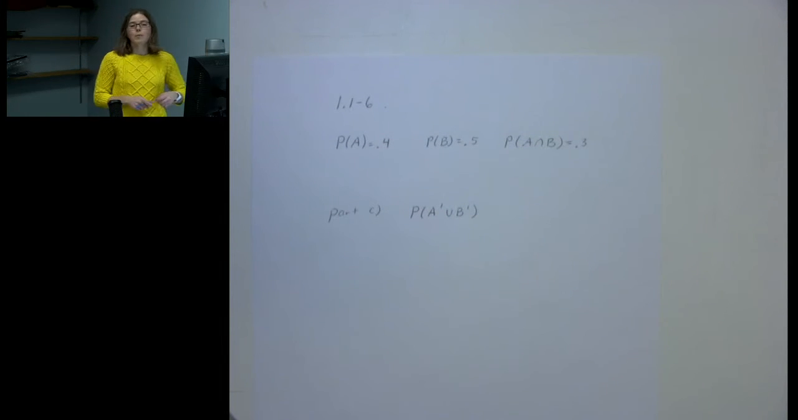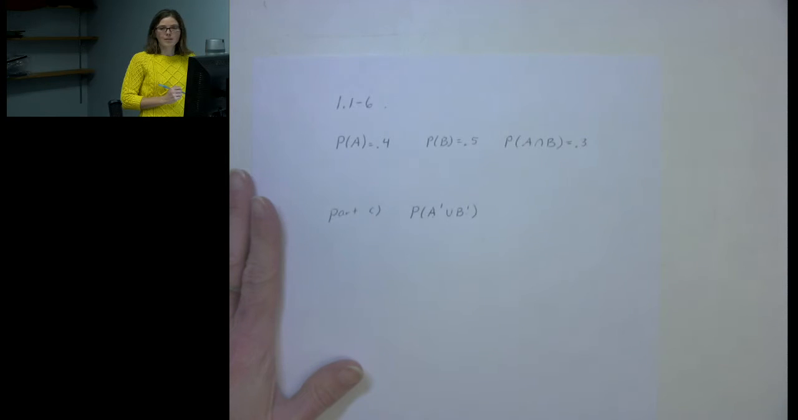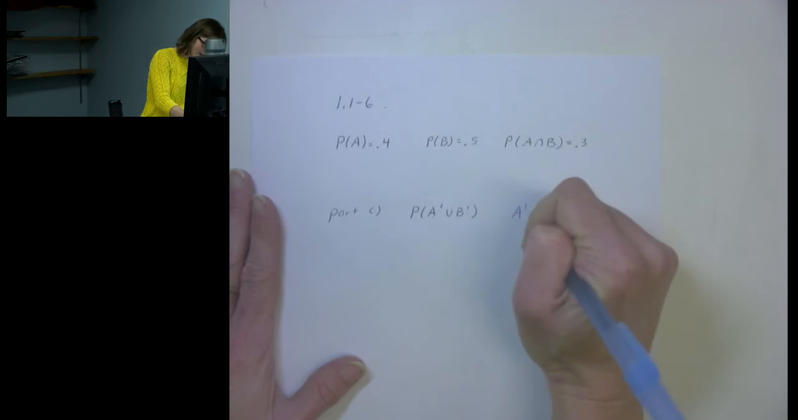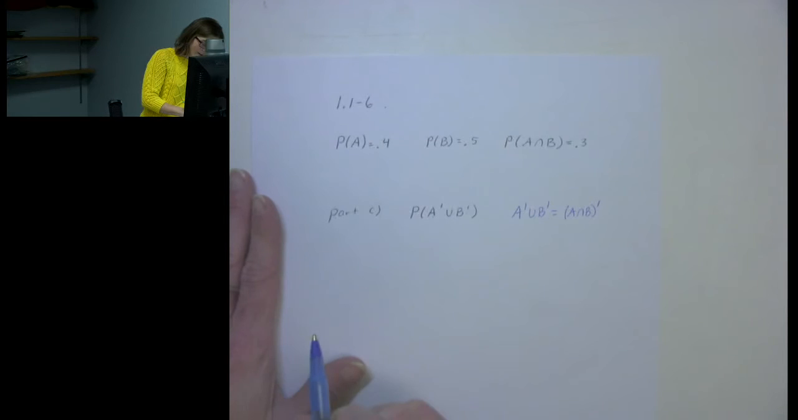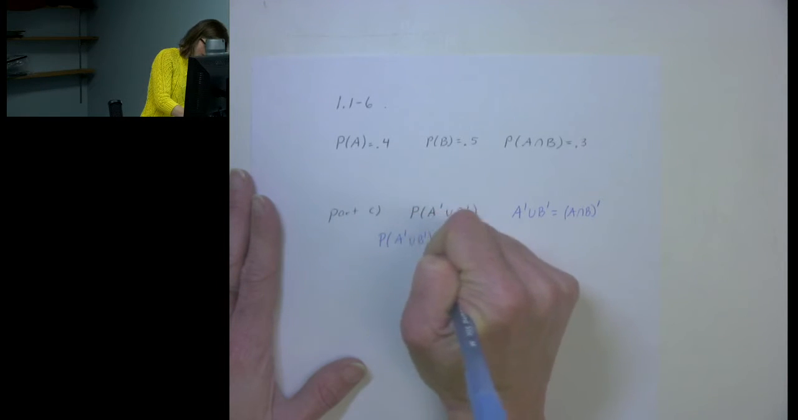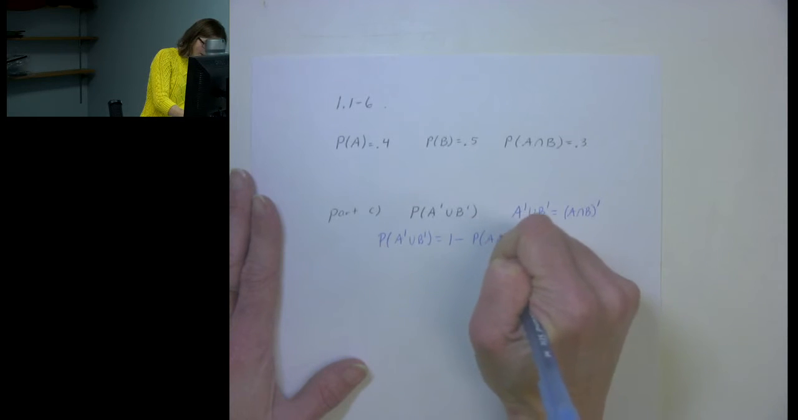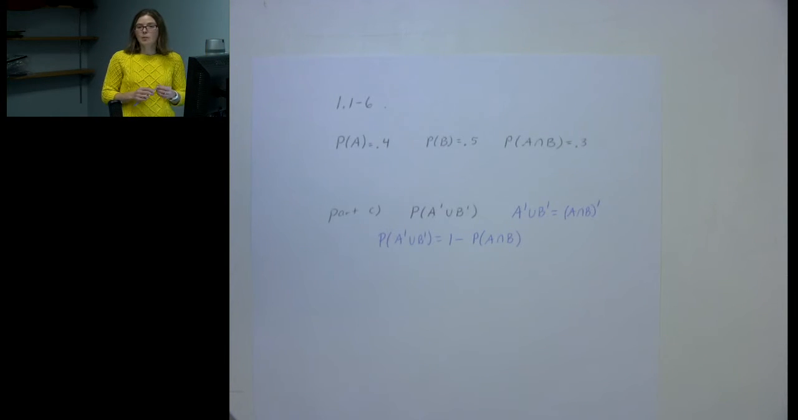Let's see. 1.1-6, there was a question about part C. This is one of those situations where I see the two complements here, and I'm looking for a union of two complements. Right away I'm thinking it might be easier to work with De Morgan's law. So I'm going to use the fact that A complement union B complement is equal to A intersect B complement, which means that the probability of A complement union B complement is equal to 1 minus the probability of A intersect B. And that's going to help me solve my problem, because now all I need is the probability of A intersect B.